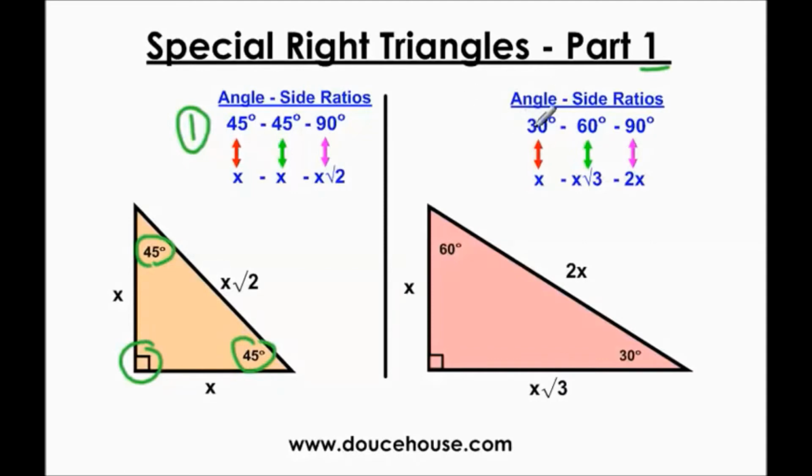Now we also have a 30, 60, 90 triangle. This is the second kind of special right triangle. And again, this is called a 30, 60, 90 triangle because you have a 30 degree angle, you have a 60 degree angle, and you have a 90 degree angle.